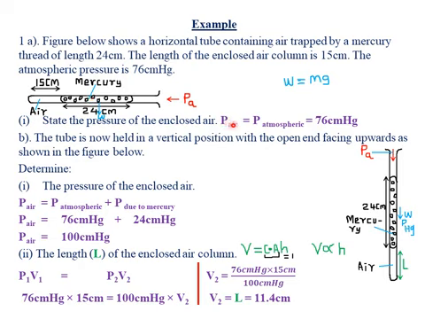Therefore, the pressure due to the air is equal to atmospheric pressure, and the atmospheric pressure we are given as 76 centimeters of mercury. Therefore, pressure due to air is equal to the atmospheric pressure, which is equal to 76 centimeters of mercury.